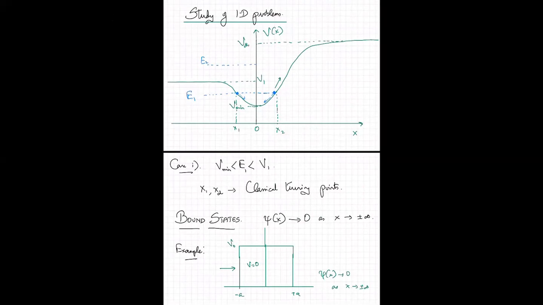Now, classically, what do you expect? If the particle is traveling in the right-hand side, along the right-hand side, then it will go till it reaches this particular point.